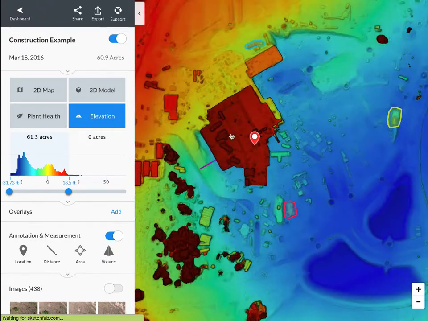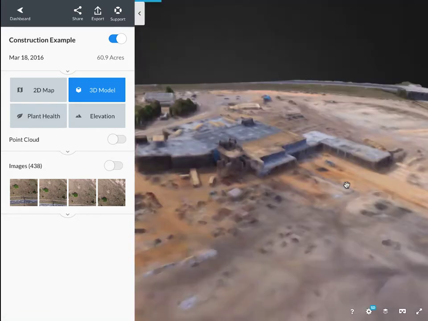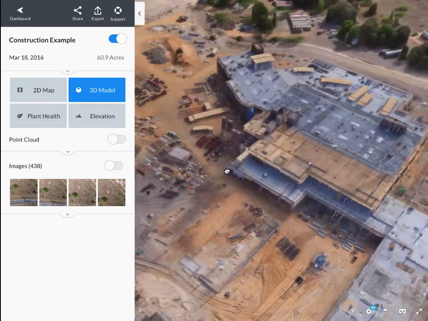the elevation, where here, red is high up and blue is low down. We can even view the 3D model of what the site looked like at the time. From here, we can zoom out, we can scroll around, and we can pan across this 3D model.